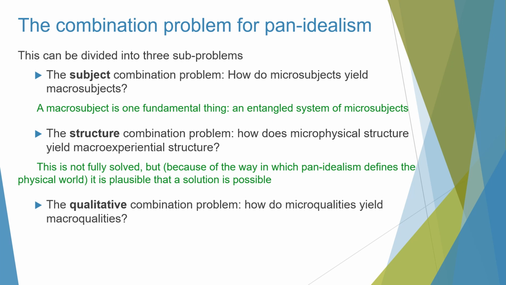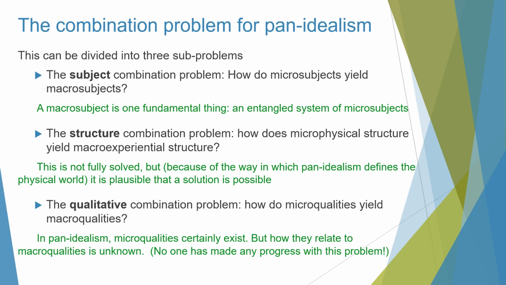The qualitative combination problem asks, how do the qualities, for example, redness and pain, of microscopic entities yield qualities in macroscopic entities? In Pan-Idealism, microqualities certainly exist within the percepts of microentities, but how they relate to macroqualities is unknown. No one has made any progress with this problem.